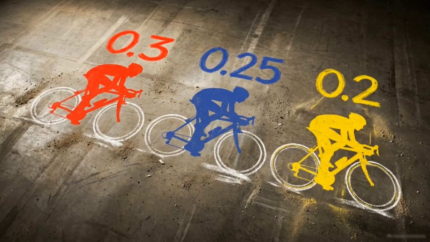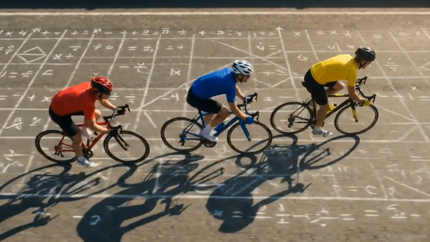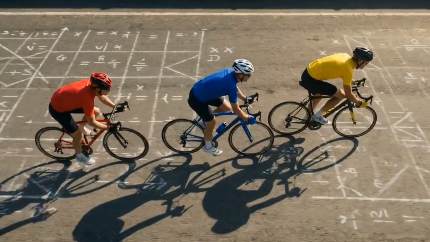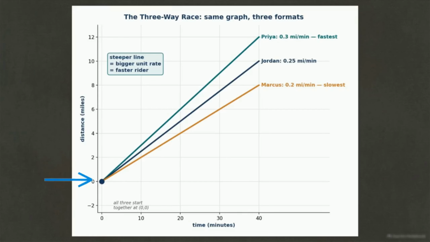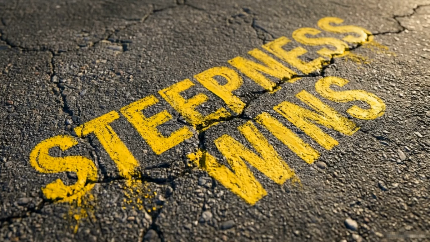Let's bring that logic right back to our race. We have our three extracted unit rates, and now we are going to drop all of them onto one master graph. This chart shows the race in a single image. From 0, 0, Priya's 0.3 creates the steepest line, putting her in the lead. Jordan's 0.25 is in the middle, and Marcus's 0.2 forms the shallowest slope. When you map proportional relationships together like this, the visual geometry perfectly matches the math. The biggest unit rate always produces the steepest line.